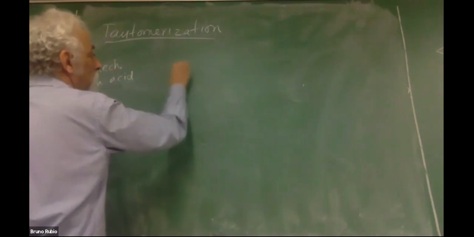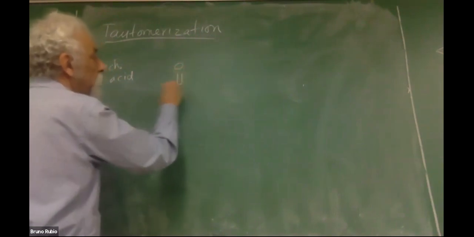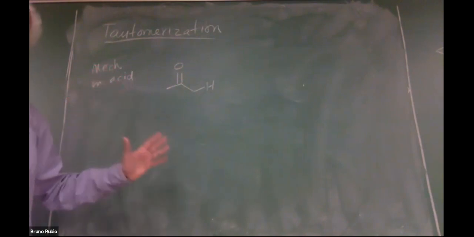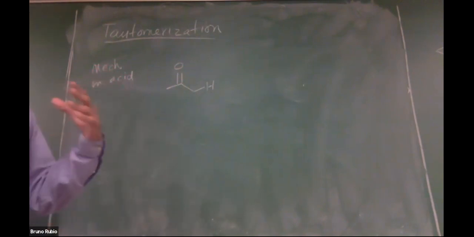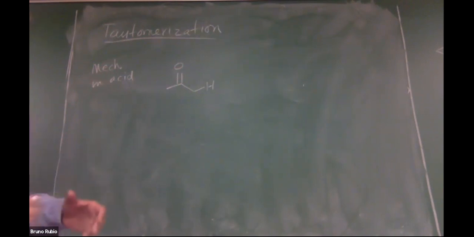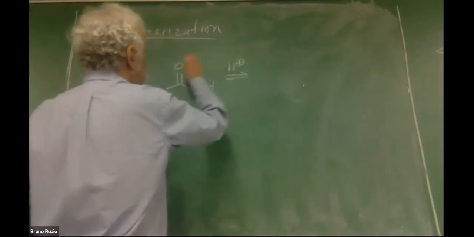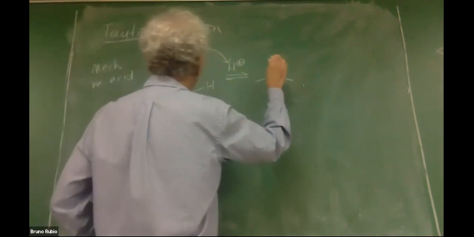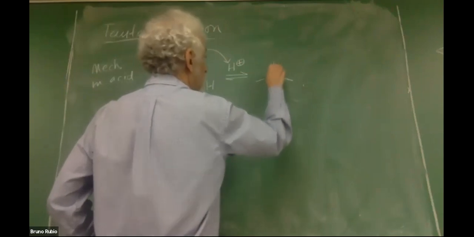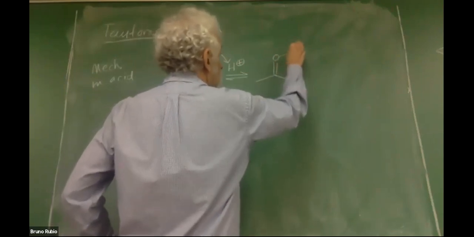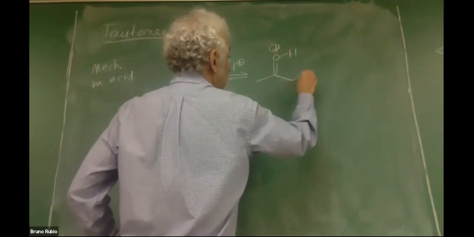All right, so I want to demonstrate with the keto-enol tautomer pair. Carbonyl compound, acidic conditions. What's the first thing that nearly always happens? Protonate the carbonyl oxygen. So we would protonate the carbonyl oxygen. And we would have this species.